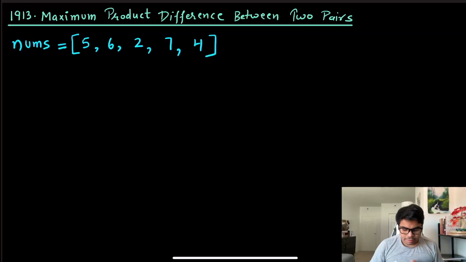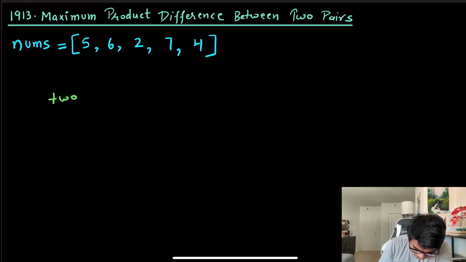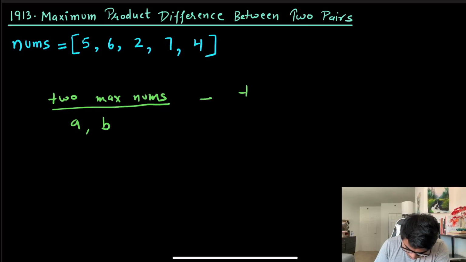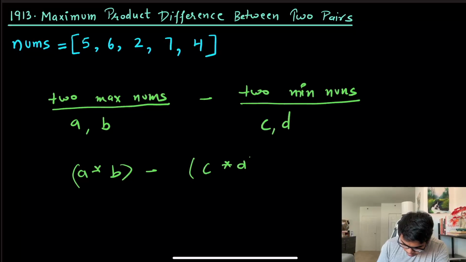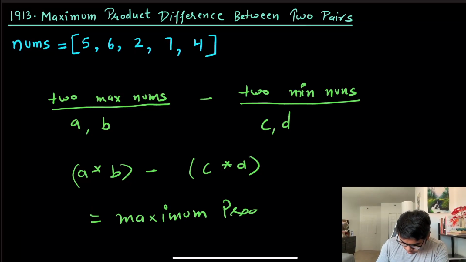So what do you think, in order to get the maximum product difference, shouldn't I choose two maximums, let's say A and B, and then choose two minimum numbers, C and D, and then multiply the first two minus C into D? That will give me the maximum product, right? What do you think?